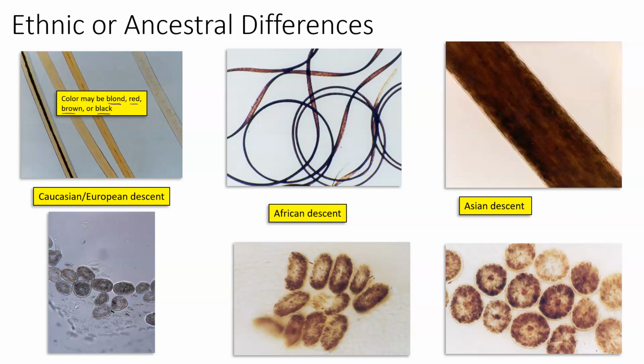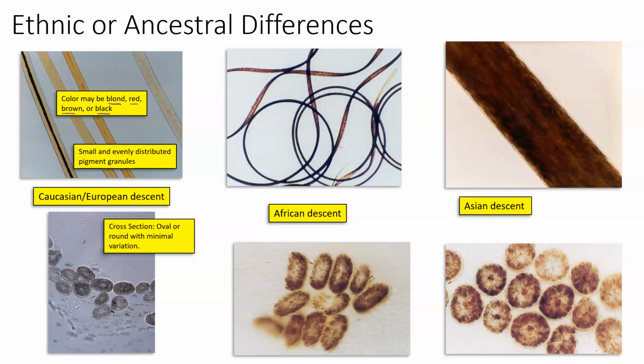Right? That's a very large, wide, encompassing variation among the colors, which is unique to this class. Small and evenly distributed pigment granules. So you'll see that the pigment granules are evenly distributed throughout, and typically there are very small numbers of those pigments, which is what's keeping the hair lighter in comparison to some of the other descents that we'll talk about. The cross-section of the hair, again, we're looking at a cross-section, so we're looking at the diameter and the shape, like we talked about in our last video.